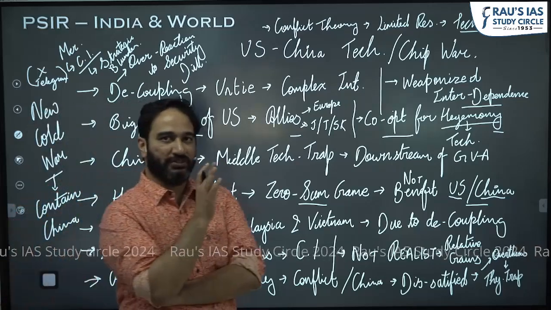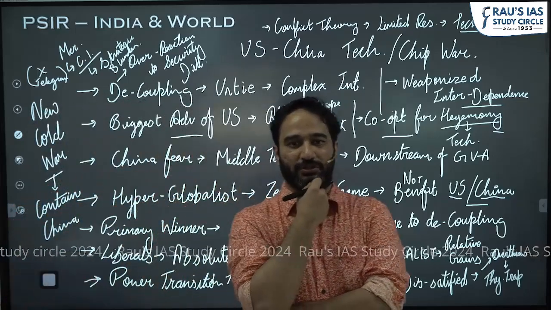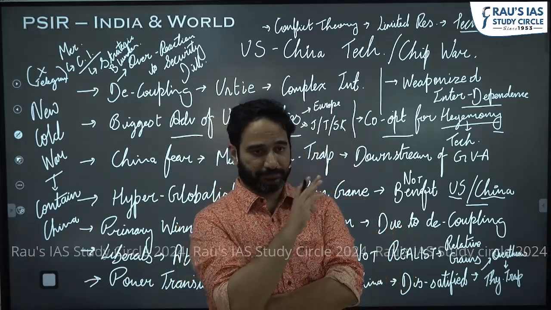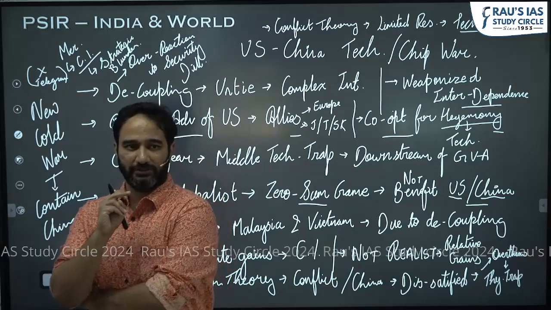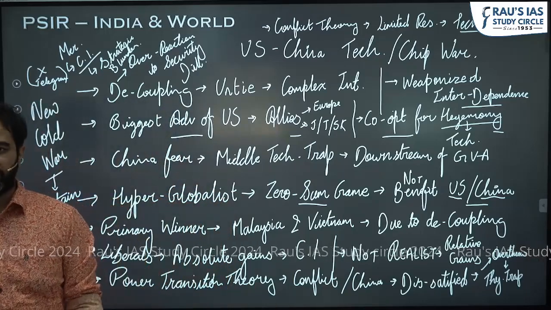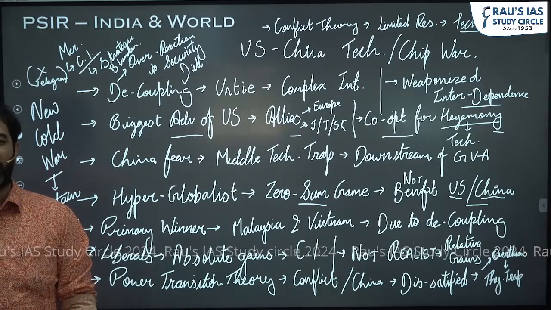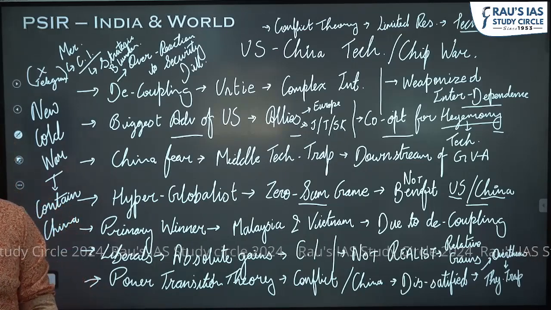No doubts. So these are all the theories in relation to the US-China tech war. Depending on how the question is framed, use them accordingly. No doubts? All right, just write down one last one then. Not a theory, but a view.